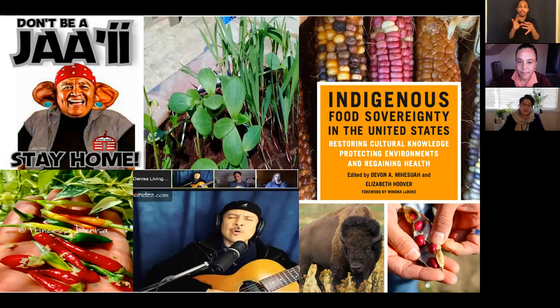And this is a picture here of my father in the center of his 3 sisters, the corn, beans, and squash. And this is just from 2 days ago, that we're growing our own food, that food is medicine. In our language, we say, that means healthy food is life.